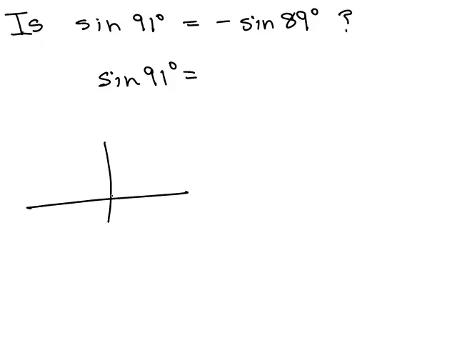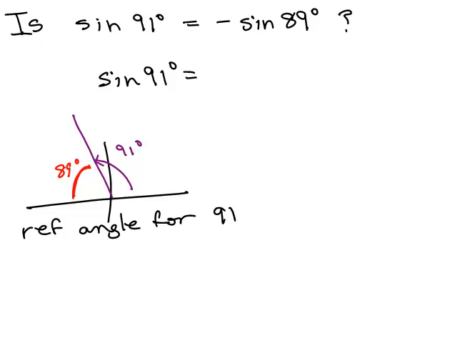You'd say, well, where's 91 degrees? Well, it's just barely up here. I can't really draw it correctly, but let's just say that's 91 degrees. Then how many more would be here? Because I have to look at the angle it forms with the x-axis. That would be 89 degrees, right? So the reference angle for 91 degrees is 89 degrees.